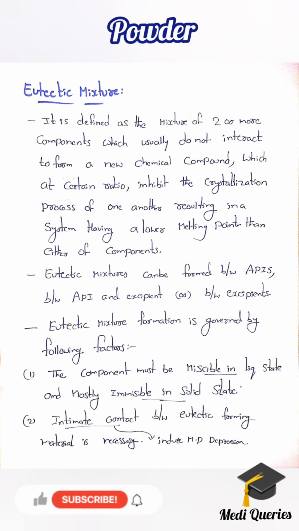Eutectic mixtures. It is defined as the mixture of two or more components which usually do not interact to form a new chemical compound, which at certain ratios inhibit the crystallization process of one another, resulting in a system having a lower melting point than either of the components. Eutectic mixtures can be formed between active pharmaceutical ingredients or between the active pharmaceutical ingredient and excipients or between excipients.